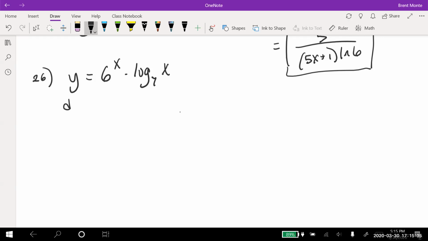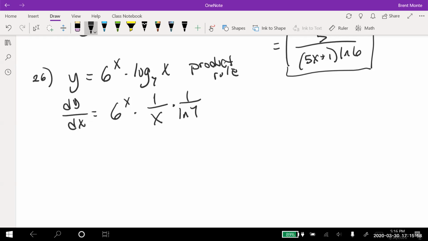Okay, so again, we'll call this dy dx when we take the derivative. Again, it's a product rule problem because you have that 6 to the x times log base 7 of x, and there's an x in both of those pieces. So if I go the first, 6 to the x, times the derivative of the second, 1 over x times 1 over ln of 7, plus the second, log base 7 of x, times the derivative of the first, 6 to the x times the ln of 6.